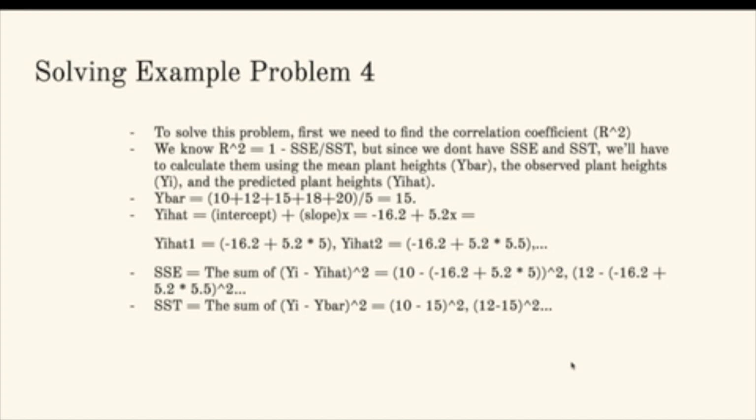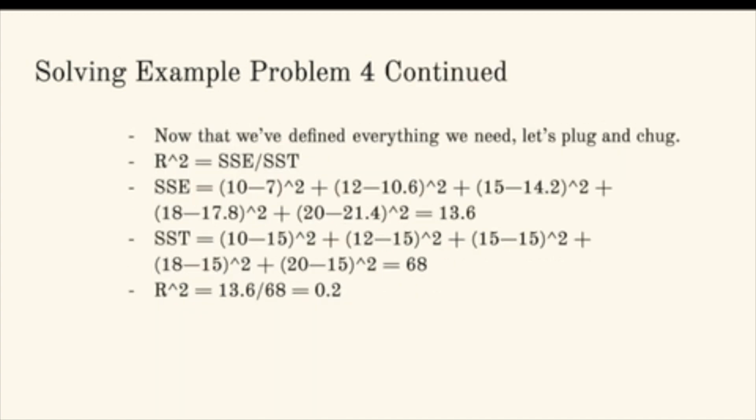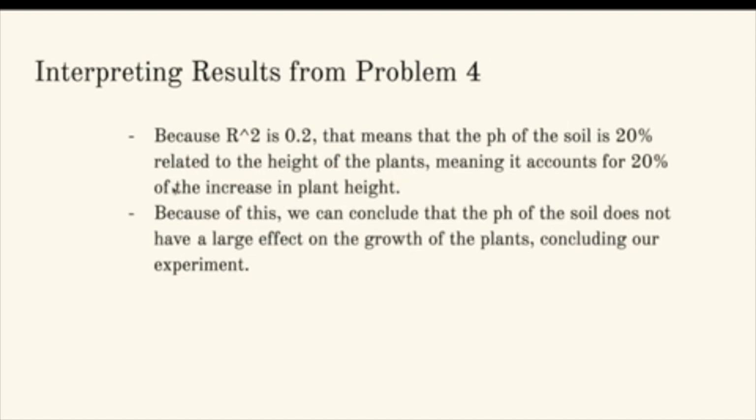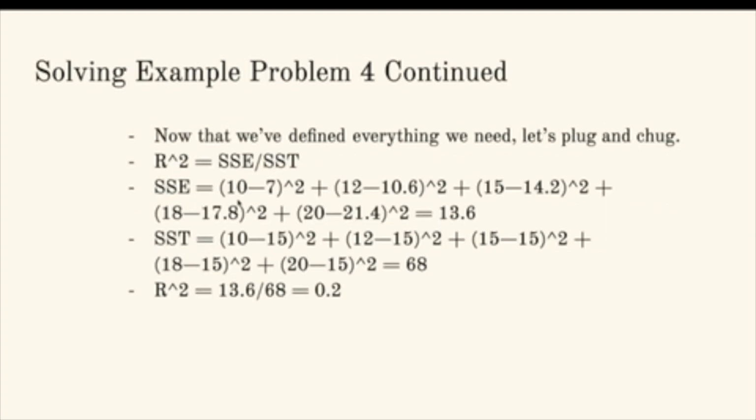So now that we've defined everything, let's plug and chug. R squared is equal to 1 minus SSE divided by SST. SSE is equal to 10 minus 7 squared plus 12 minus 10.6 squared plus 15 minus 14.2 squared plus 18 minus 17.8 squared plus 20 minus 21.4 squared, which is equal to 13.6. SST is equal to 10 minus 15 squared plus 12 minus 15 squared plus 15 minus 15 squared plus 18 minus 15 squared plus 20 minus 15 squared, which is equal to 68. R squared is equal to 13.6 divided by 68, which is equal to 0.2. So we have an R squared value of 0.2.